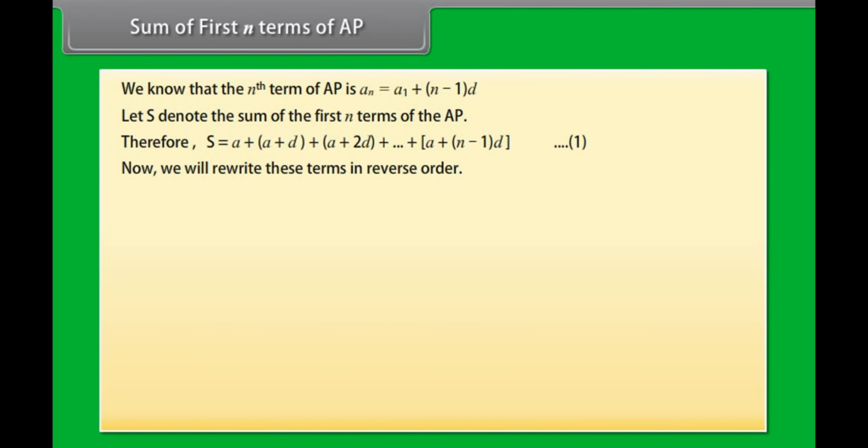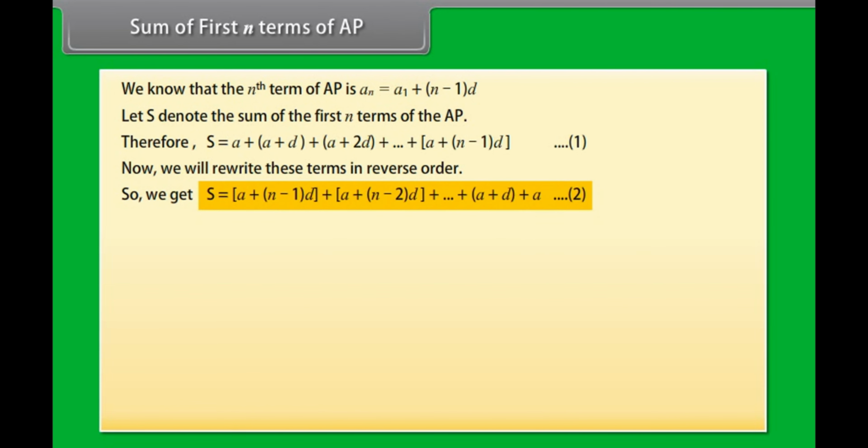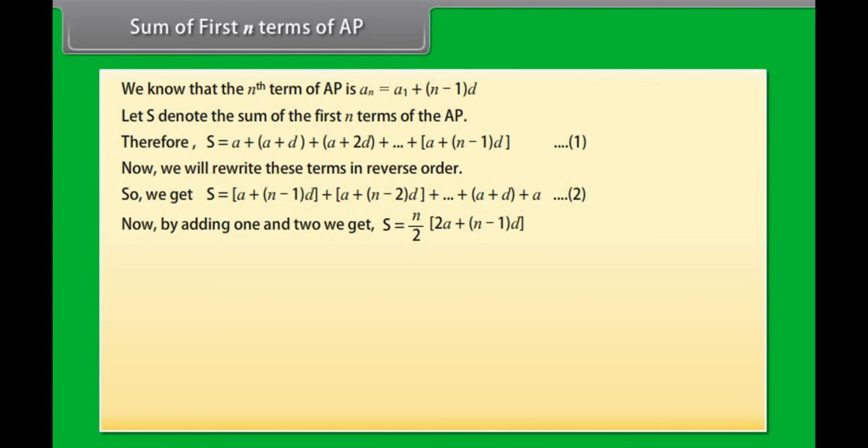Now we will rewrite these terms in reverse order. So we get S is equal to (a plus (n minus 1)d) plus (a plus (n minus 2)d) plus so on plus (a plus d) plus a. Mark it as equation 2. Now by adding equation 1 and 2, we get S is equal to n upon 2 into (2a plus (n minus 1) into d). This is the sum of first n terms of an AP.